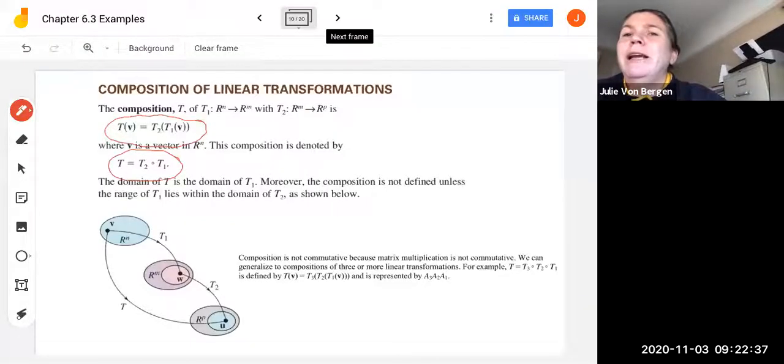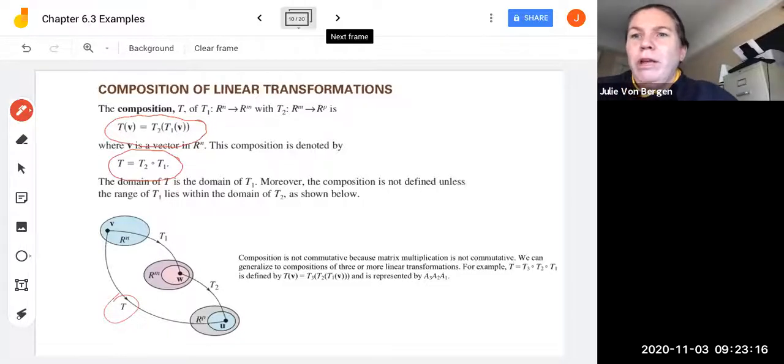And then we note the domain of T is the domain of T1. Moreover, the composition is not defined unless the range of T1 lies within the domain of T2, as we see in this diagram here. Notice here's T, our outer function, and T takes us directly from Rn to Rp. You can think about this as T1 and T2 are like shorter flights along the route. So T1 takes us from Rn to Rm, from V to W. And then T2 takes us from Rm to Rp, from W to U.